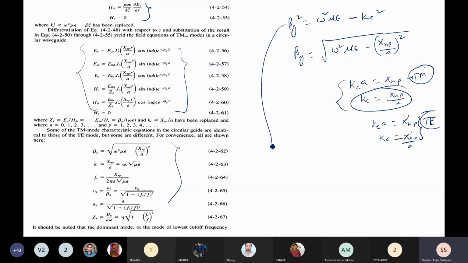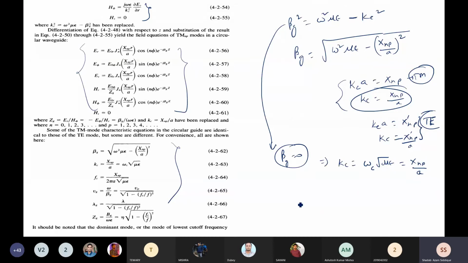You can find kc from this one also. If you take beta g equal to 0, kc can be written as omega square root of mu epsilon. And when kc is cutoff, this omega becomes omega cutoff. So omega c square root of mu epsilon can also be written as Xnp upon a. That is nothing but kc.